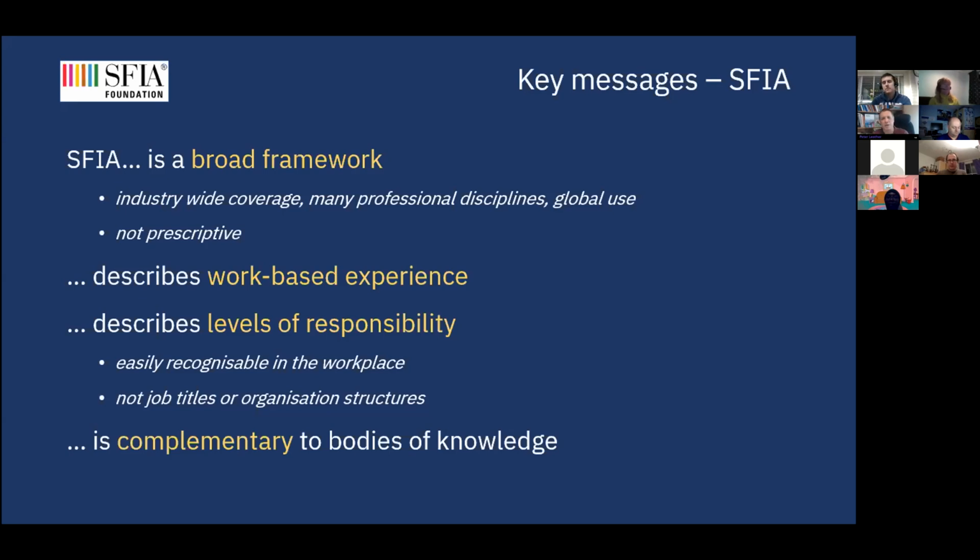Yeah. Okay. So SFIA is very broad, so it's not focused on any particular professional discipline. So it covers business analysis, architecture, project management, data science. It covers cybersecurity. A whole bunch of skills belonging to different professional disciplines are in SFIA. So it's a broad framework. It's also broad because it is used globally, so it's not specifically aimed at countries or regions.